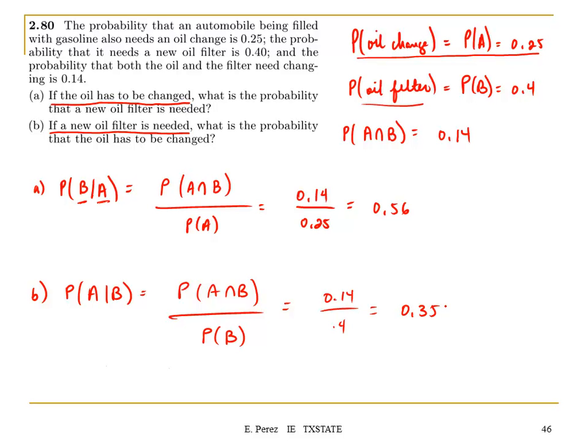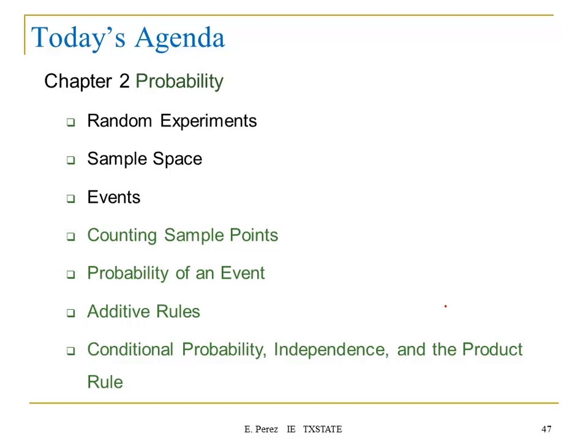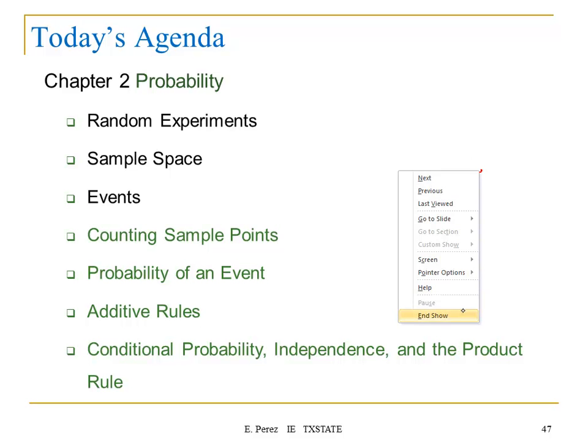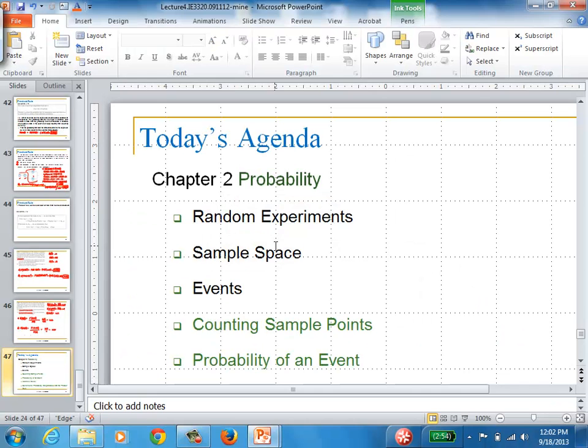Okay, so that concludes chapter 2 and also lecture 4, in which we discuss what are random experiments, what is the sample space, what are events, and we also discuss counting sample points, probability of an event. This is the topic that we just discussed with the additive rule and the conditional probability, independence, and the product rule. So expect some homework based on this today, and we also have a couple of minutes to introduce the next topic.